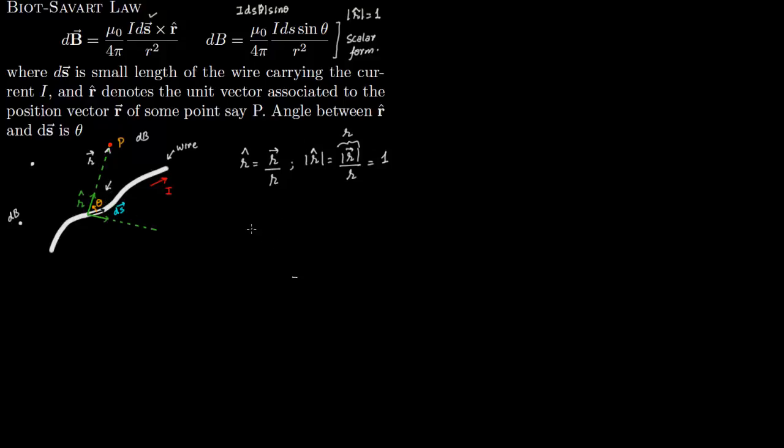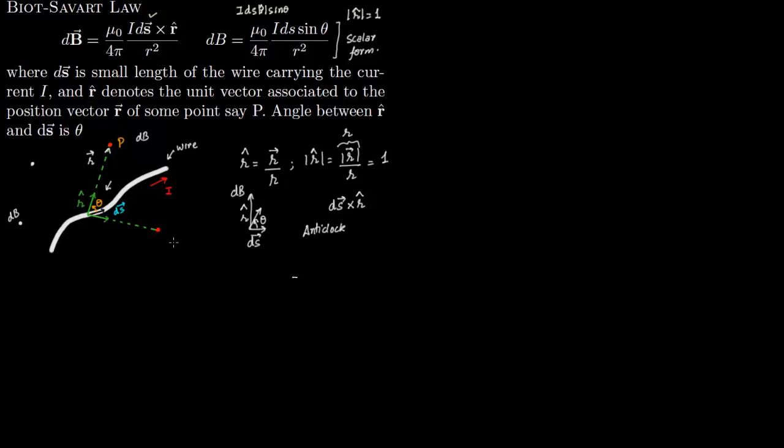So again, if you have ds vector like this and r hat like this, and this angle is theta, we are taking the cross product of ds vector with r hat. So we are going in the anticlockwise direction. So the magnetic field will be out of the screen. That is why we have denoted the magnetic field here with a dot, noticing that it is out of the screen.